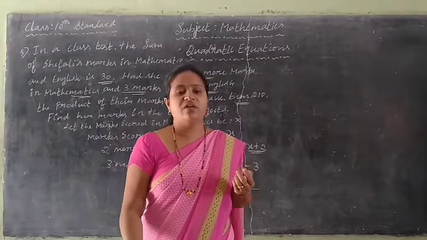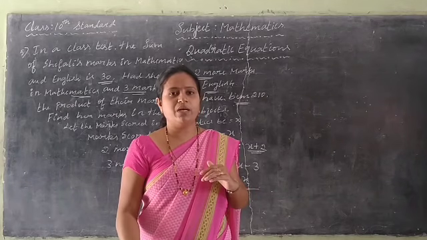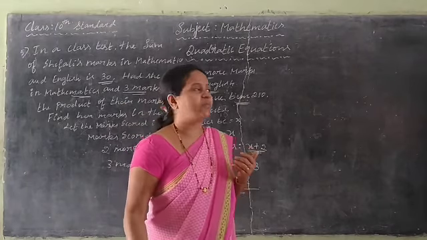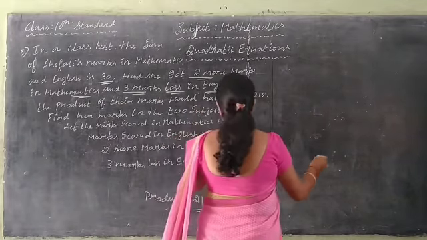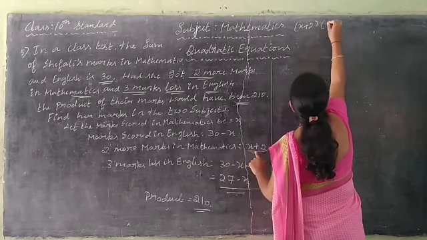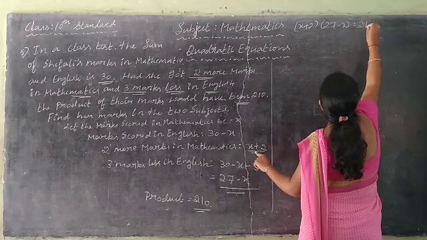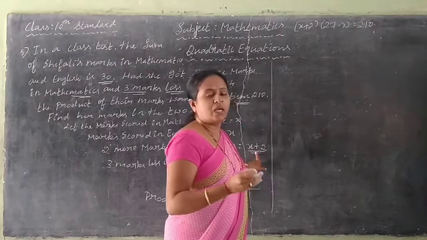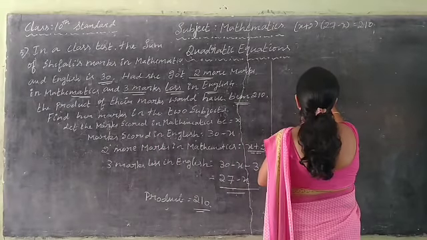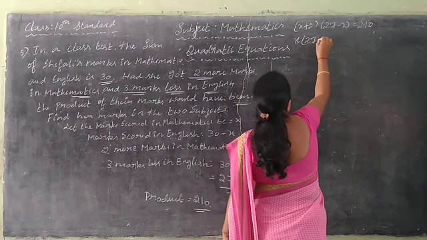Now we will write down the equation, children. Product means what we have to do? We have to multiply, isn't it? So we have to multiply the marks of mathematics and English. Right. The mathematics marks is, children, x plus 2 into 27 minus x is equal to 210. So this is the equation we needed. Now we have to bring this equation to the standard form, children. See. So what we are doing is, first we have to take the first term, that is x into 27 minus x.